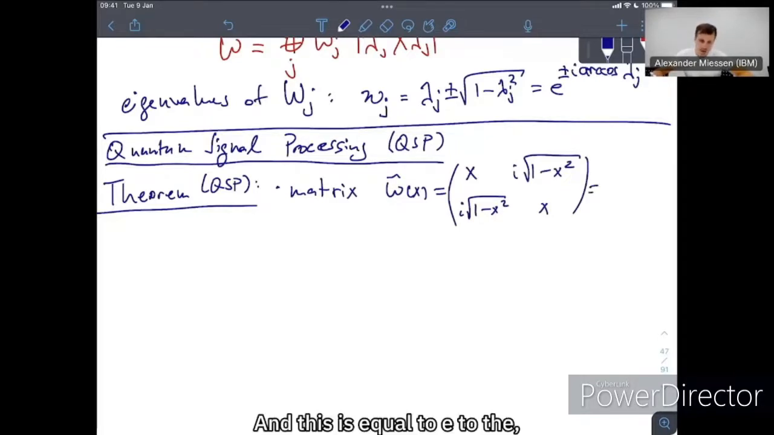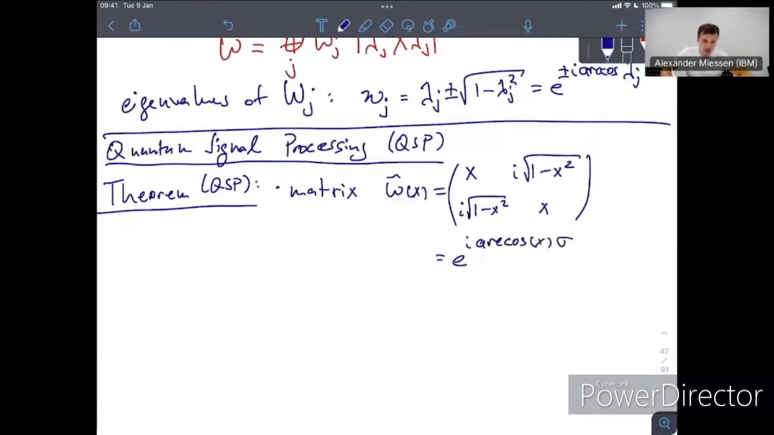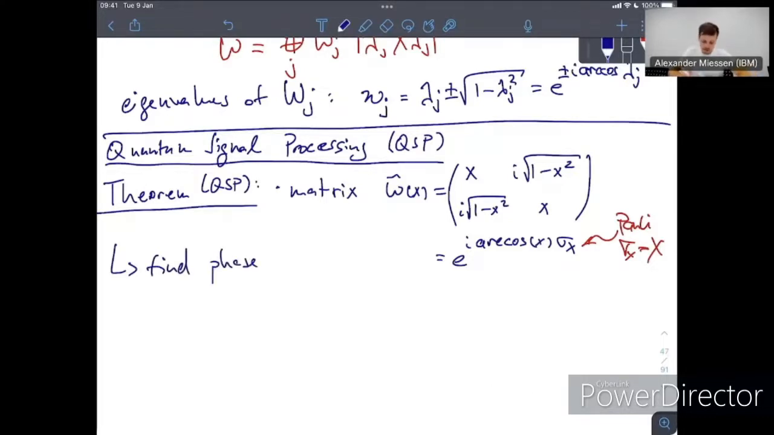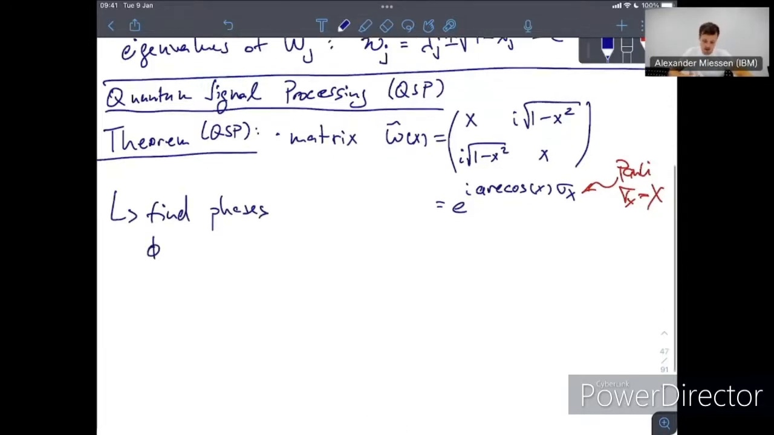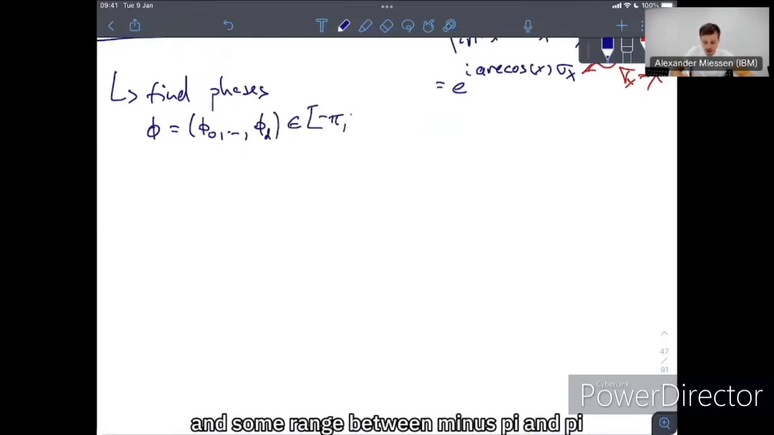Okay? And this is equal to e to the i arccos of x times sigma x. And this is a Pauli matrix, okay? So Pauli sigma x. If we have such a matrix, then we can find phase factors phi 0 to phi d in some range between minus pi and pi.